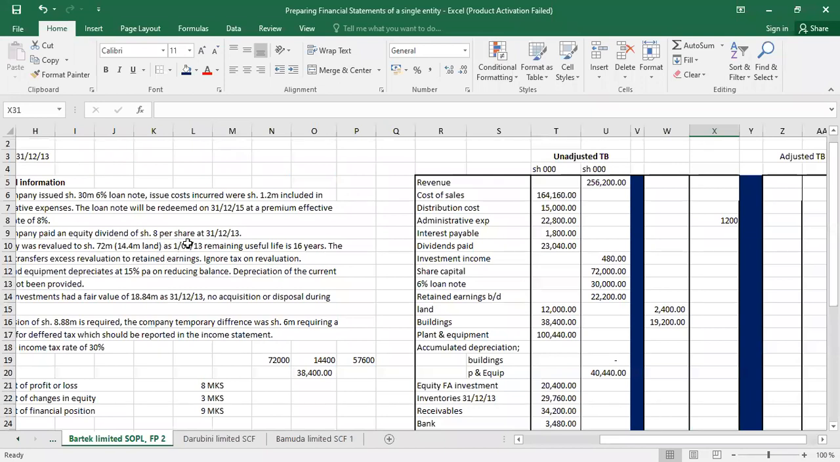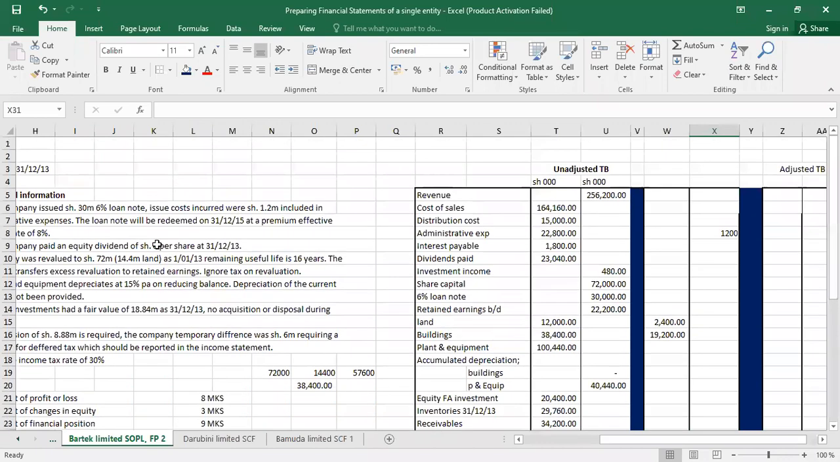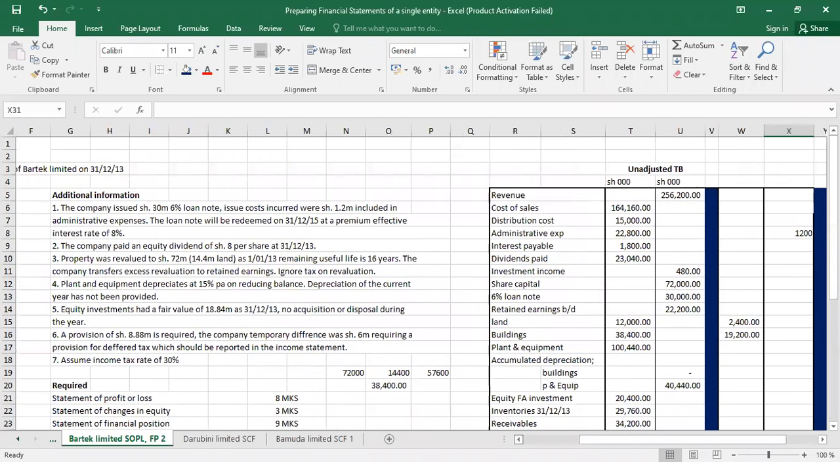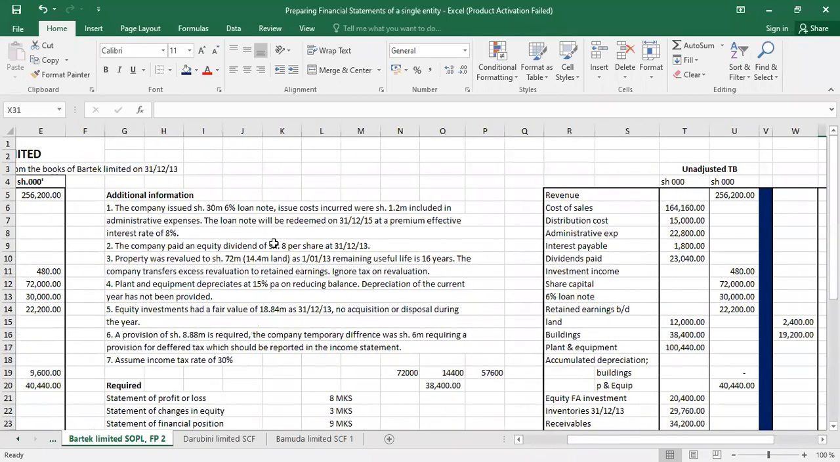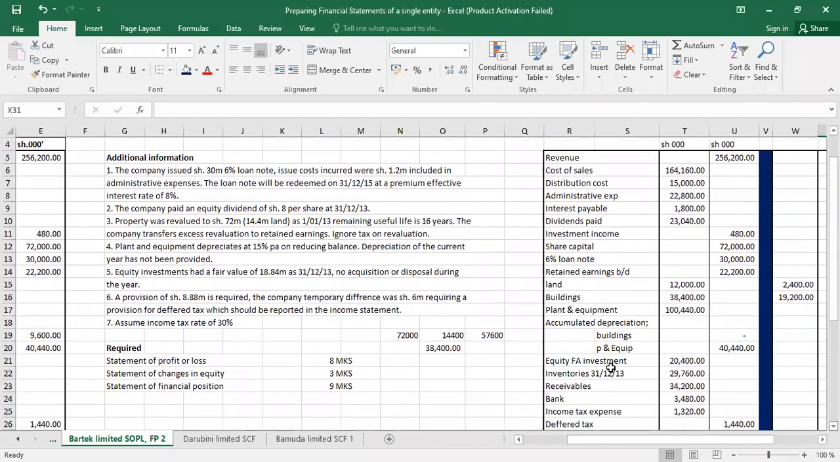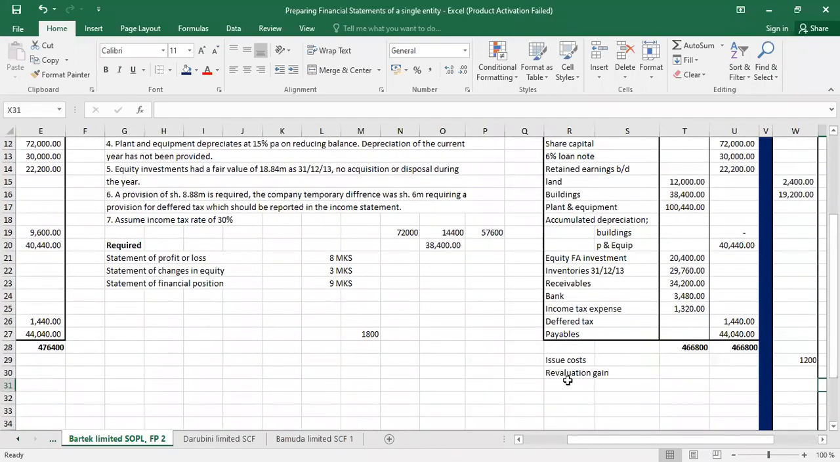As at 1st January 2013, isn't it? And we are preparing the statement at 31st December 2013. So it's 1 year, so it means it has incurred depreciation. So depreciation, buildings.